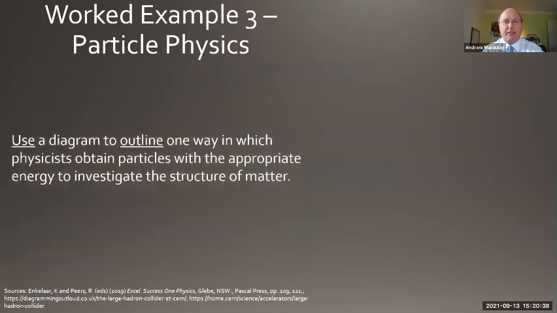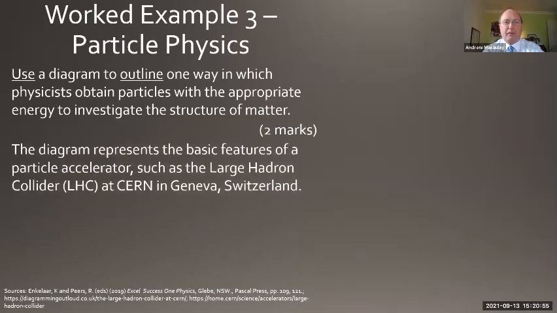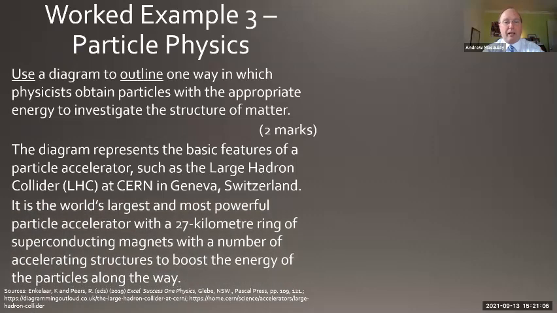Worked example 3 has to deal with particle physics. It says, use the diagram to outline one way in which physicists obtain particles with appropriate energy to investigate the structure of matter. And it's worth 2 marks. The diagram represents the basic features of a particle accelerator, such as the Large Hadron Collider at CERN in Geneva, Switzerland. It is the world's largest, most powerful particle accelerator, with a 27-kilometer ring of superconducting magnets and a number of accelerating structures to boost the energy of the particles along the way.